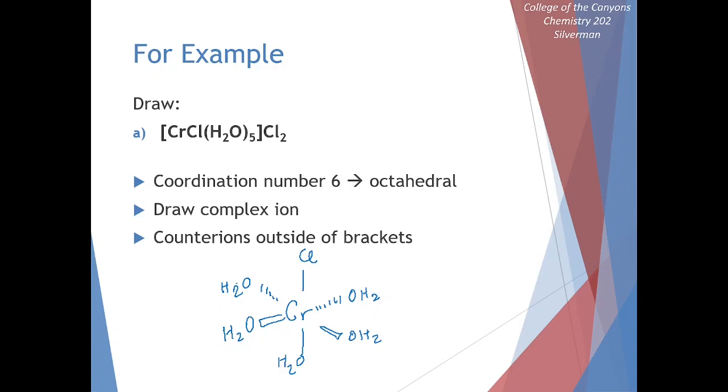H2O, OH2, both of these represent a water. Here we have 5 waters attached to our central metal, 1 chloride attached to our central metal, and we also have 2 other chlorides outside, present only to balance the charge. Since we have 2 chlorides, the charge on our complex has to be a net of 2+.